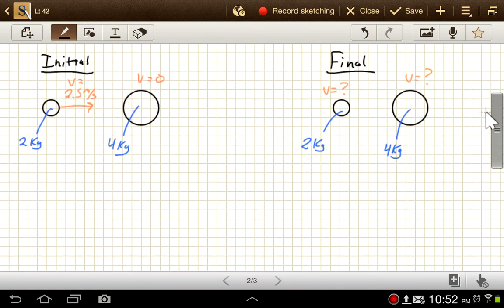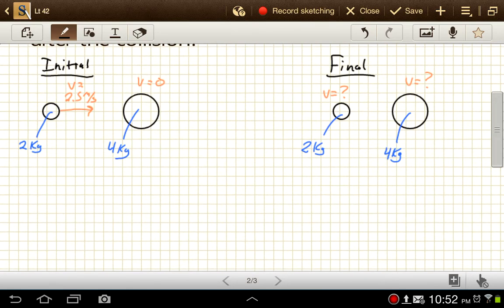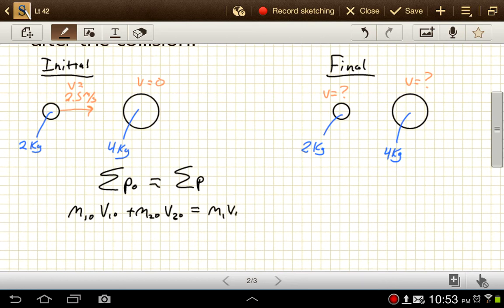So you might get the idea that this is going to be a system of equations type problem, and you're right. So let's write out the equations that we have. First off, conservation of momentum. The total momentum initially is equal to the total momentum in the final state. And so here we've got two objects. So we've got the mass, we'll call it mass 1 naught, velocity 1 naught, plus mass 2 naught, velocity 2 naught is equal to mass 1 times velocity 1 final, plus mass 2 times velocity 2 final.